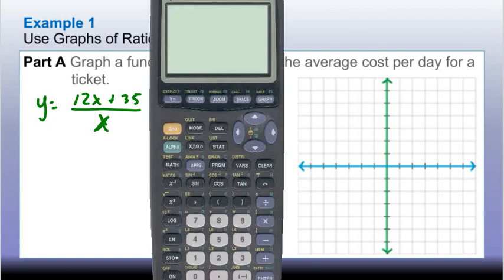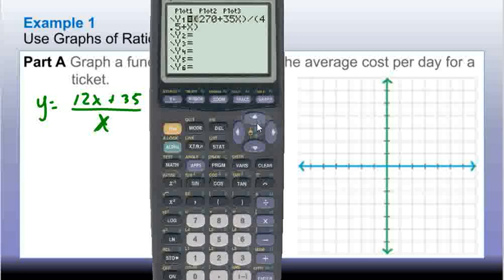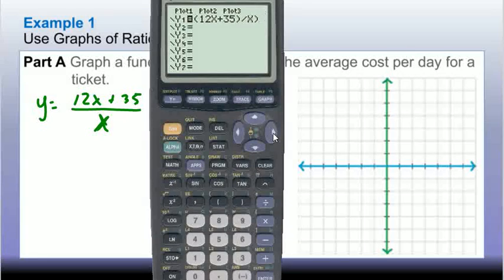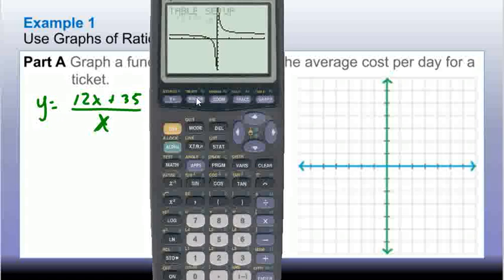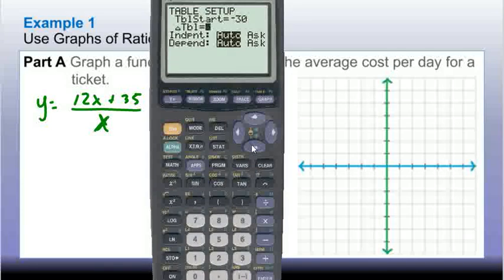Now if I take my calculator, let's go to our y equals and let's type that in here. So this is 12x plus 35. And we're going to divide that by x. So if I hit graph, you can see our graph here. Let me check my table set. So we're going to just count by ones here, hit graph.